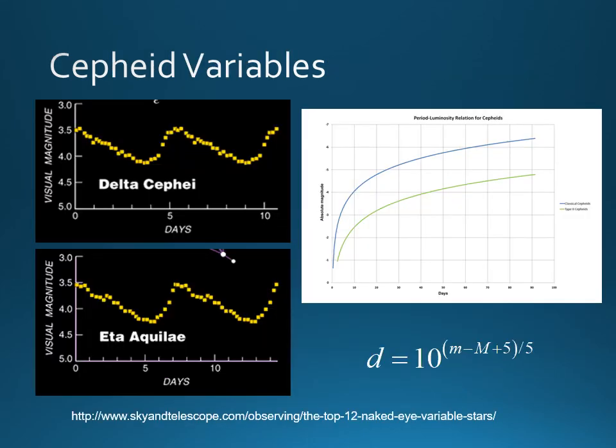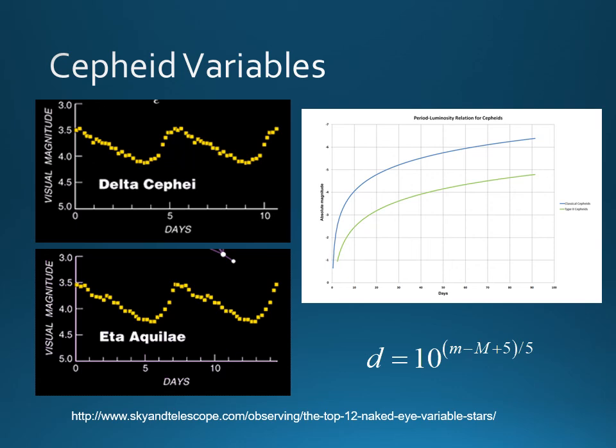Let's put these pieces together to estimate the distance to Sky and Telescope examples. Delta Cephei's magnitude ranges from 3.5 to 4.4 in a cycle of 5.37 days. From the luminosity-period relationship, it is found to have an absolute magnitude of minus 3.47. We can then use the distance modulus to find the distance as 247 parsecs.